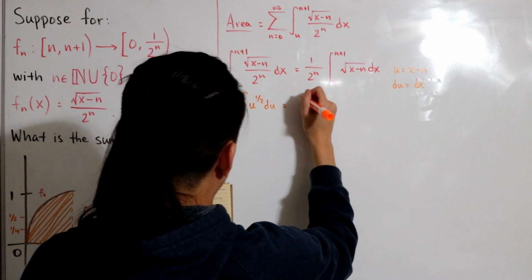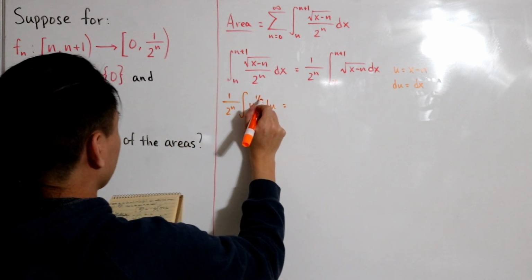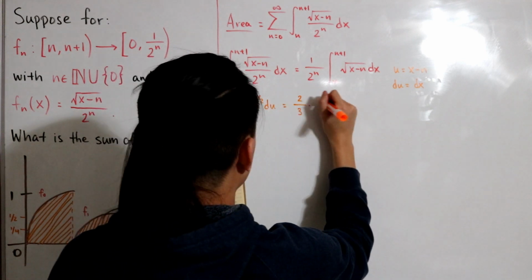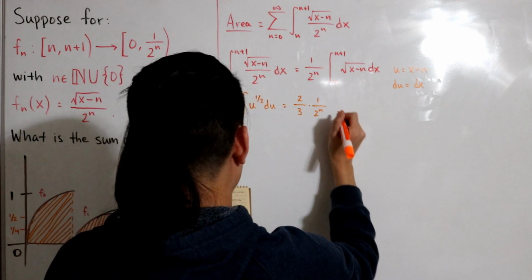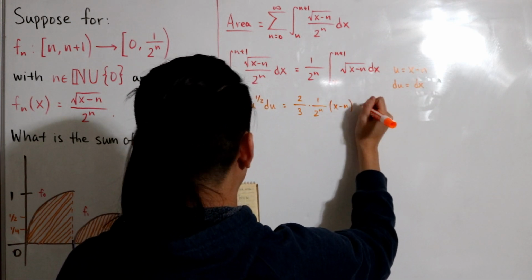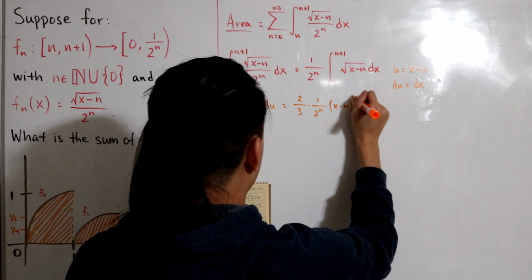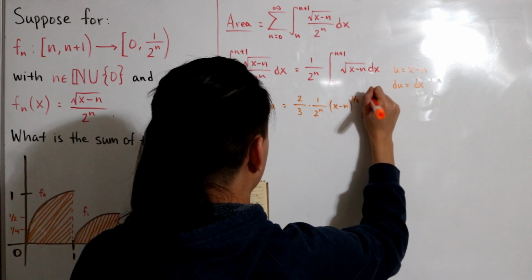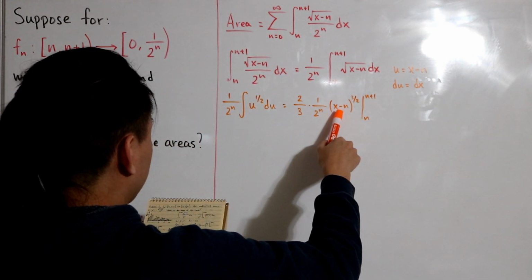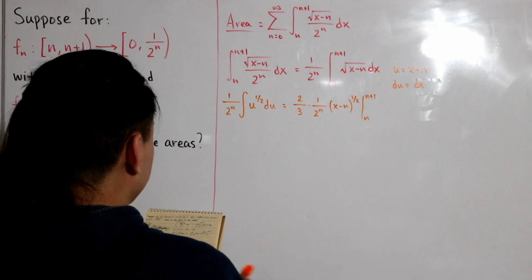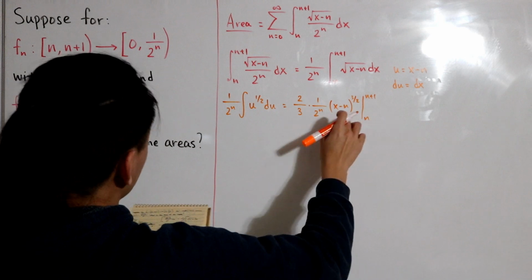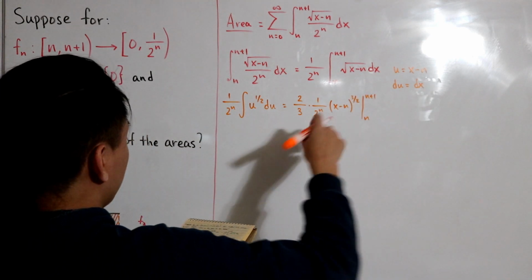Now we add the 1, so 3 over 2, then divide by that, so we have 2 over 3, then multiply with the 1 over 2 to the power n. Then we substitute back for u, so there'll be x minus n to the power 3 over 2, and then evaluate from n to n plus 1. This is very straightforward. If you plug in n, the whole term is just going to be 0, and if it's n plus 1, subtract n, the n is gone, so it's 1 to the power 3 over 2, which is just 1.